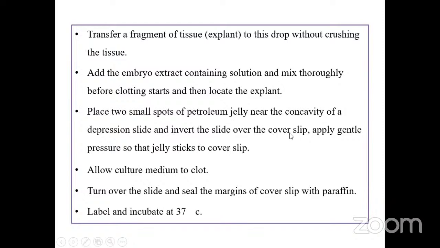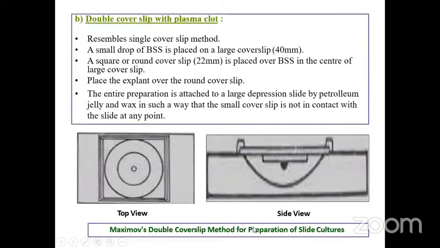Invert the slide over the cover slip and seal the cover slip. Allow the culture media to clot, and then turn over the slide and seal the margins with the paraffin, and we have to incubate that at 37 degrees centigrade.